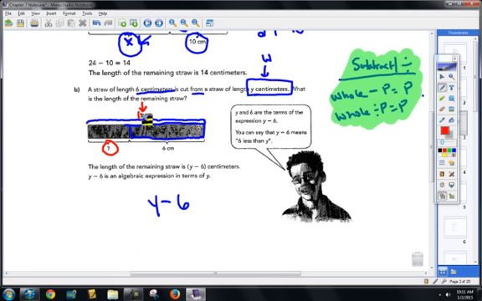If y was 10, then this would be 4. 10 minus 6 is 4. If y was 20, then the question mark here would be 14. So it's all about just writing it.